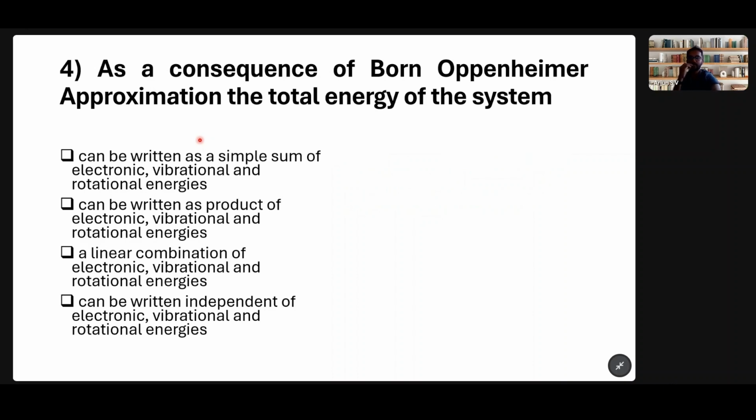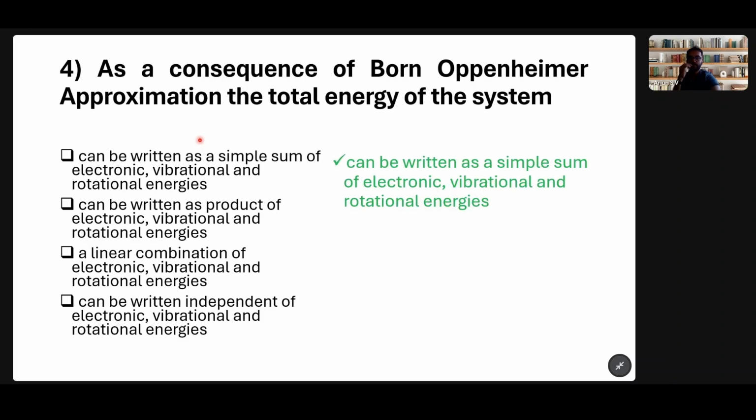And here we are looking at the energy. The fourth question, we are looking at the energy. So the energy will be a simple sum, compared to your wave functions and Hamiltonian, where it will be a product. So it can be written as a simple sum of electronic, vibrational, and rotational energies.